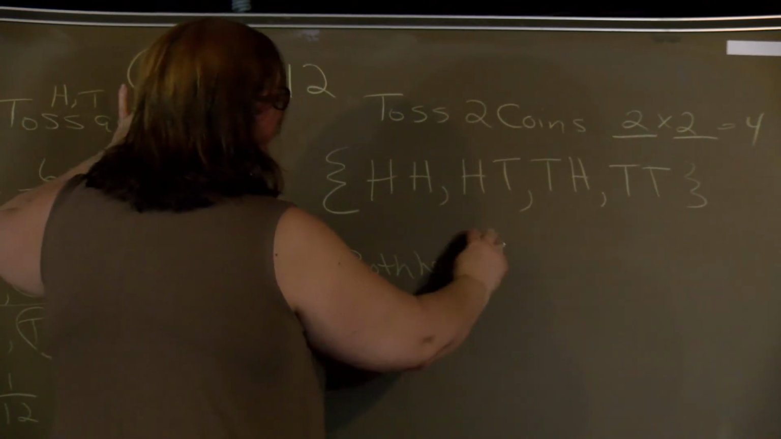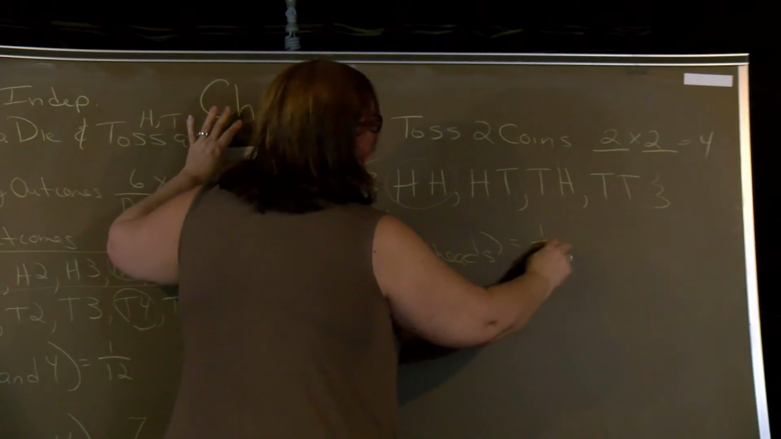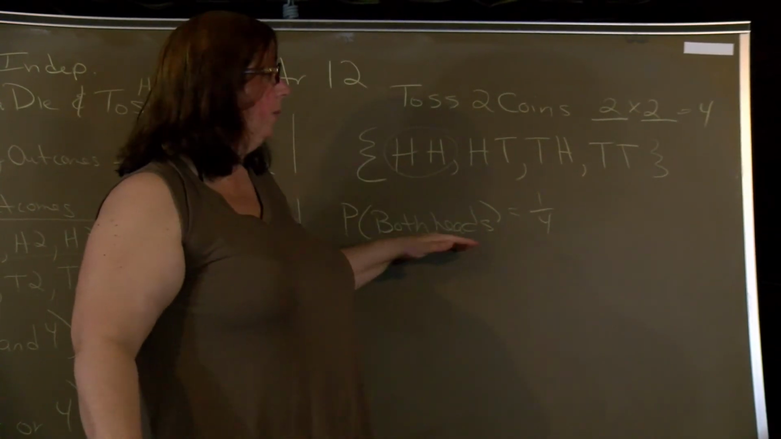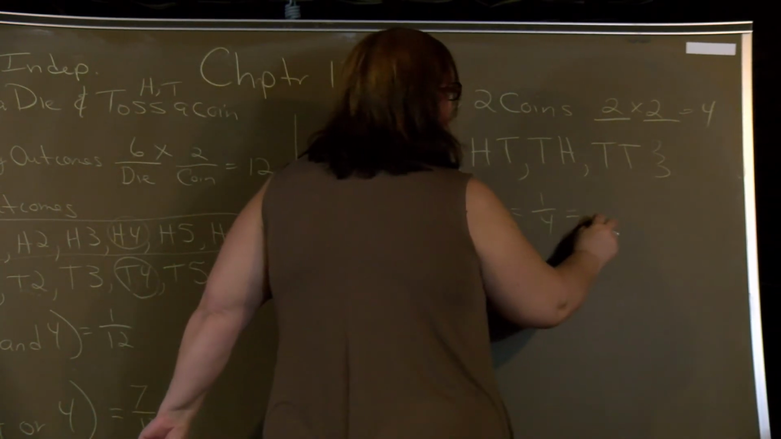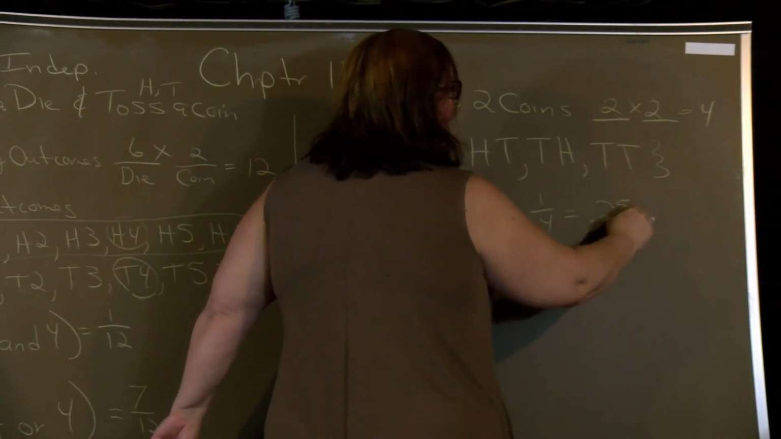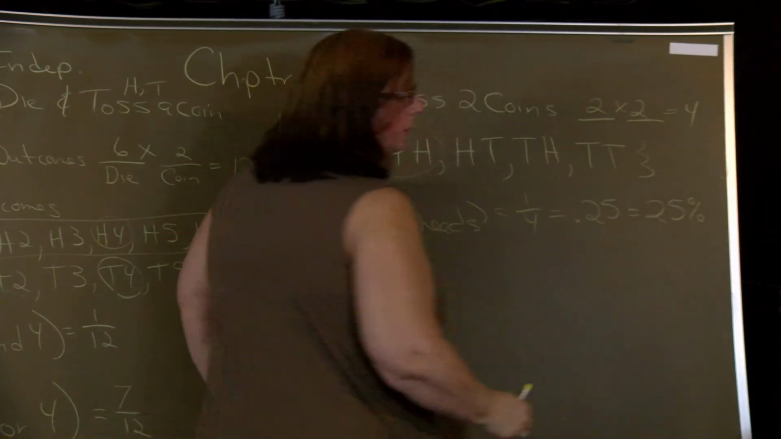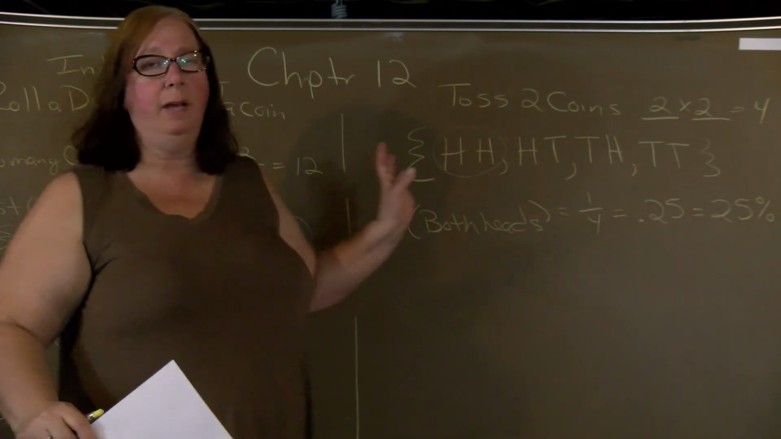So the probability that they're both heads is 1 out of the 4. Remember, we can write probabilities as a fraction. If you divide those, you get a decimal, and we'll multiply that by 100 for a percent. If it doesn't specify, I'm fine with any of them.